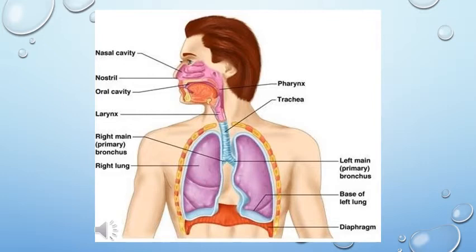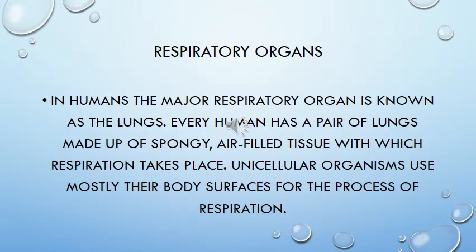Right there you can see that there are two lungs, the right lung and the left lung, and the lungs are connected by what is known as the bronchus. Just below the lung we have the diaphragm. The diaphragm is the part that contracts and relaxes with the process of breathing in and breathing out, as you can see right here.